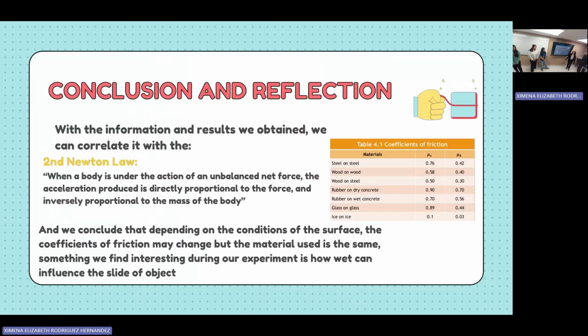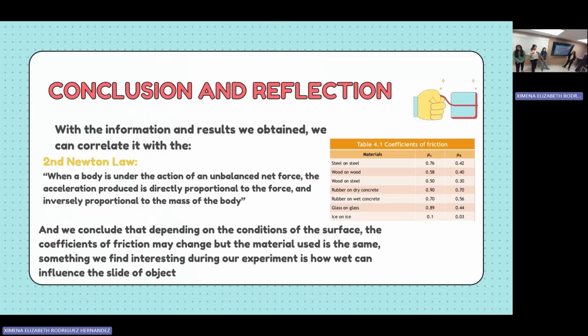Then the conclusion and reflection. With the information and results we obtained, we can correlate with Newton's second law, which states that when a body is under the action of an unbalanced net force, the acceleration produced is directly proportional to the force and inversely proportional to the body mass. And also we can relate it with the coefficients of friction. And we conclude that depending on the conditions of the surface, the coefficients of friction may change, but the material used is the same.